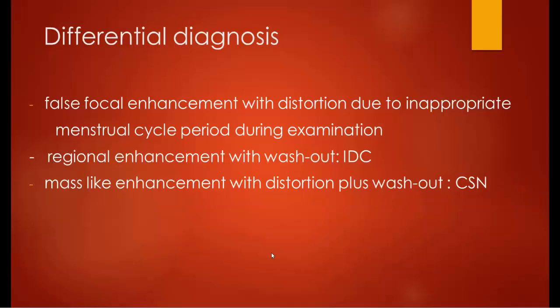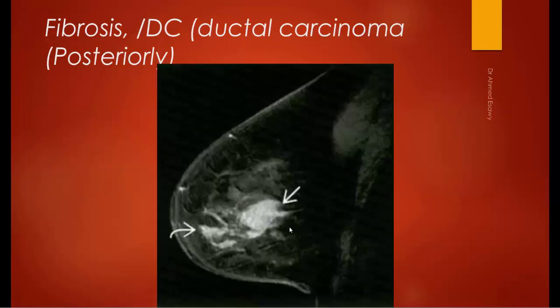Fibrocystic change. Differential diagnosis of fibrocystic change in MRI: focal enhancement with distortion due to an inappropriate menstrual cycle period during examination; regional enhancement with wash-out, invasive ductal carcinoma; mass-like enhancement with distortion plus wash-out. Fibrosis and invasive ductal carcinoma are among the differential diagnoses of fibrocystic change in MRI.